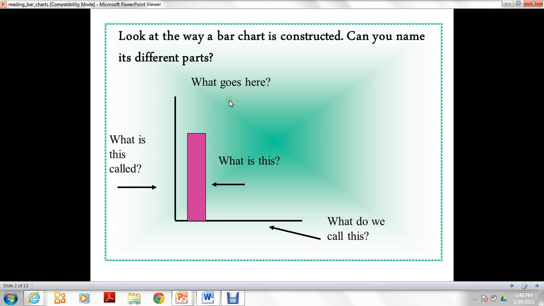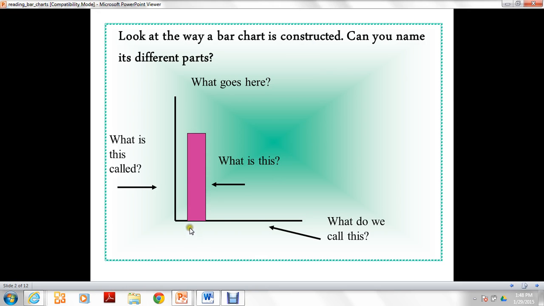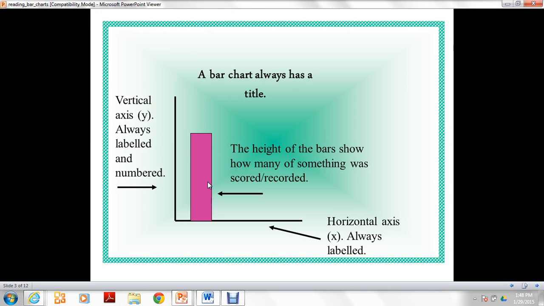Alright, let's look at the way a bar chart is made. Can you name its different parts? This is the vertical axis. And this is the horizontal axis. And this is a bar. The height of bars show how many of something was scored or recorded. The horizontal axis and the vertical axis are always labeled.